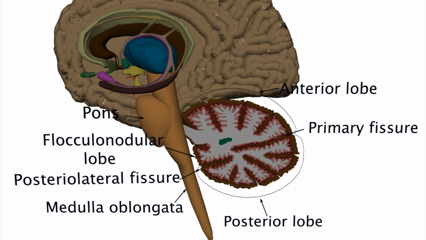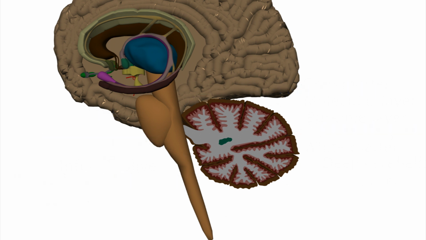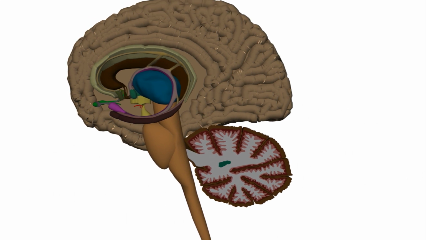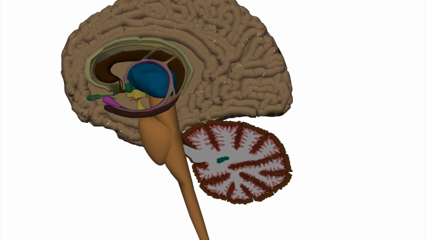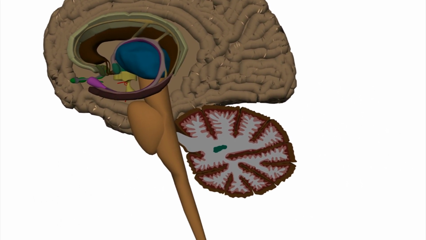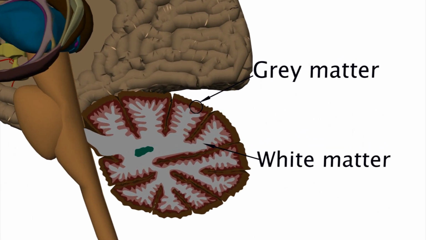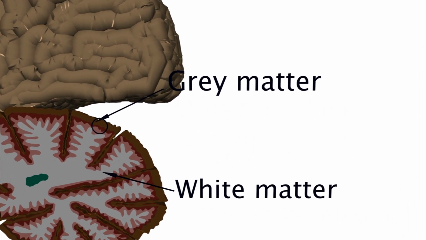Despite contributing only about 10% of the volume of the brain, it contains about 50% of the total number of neurons in the brain. Similar to the cerebrum, the cerebellum can be divided into an outer region of gray matter and a central area of white matter. The gray matter corresponds to the cortex of the cerebellum, which contains many of the bodies and the dendrites of the cerebellar neurons and can be divided into 3 layers.